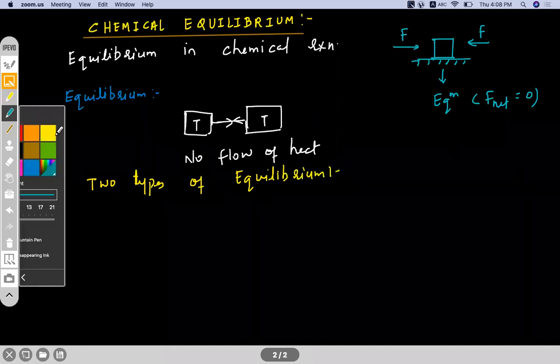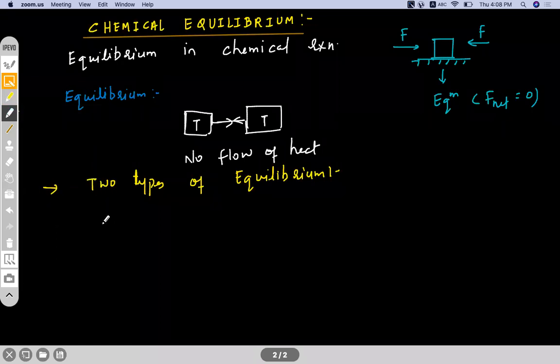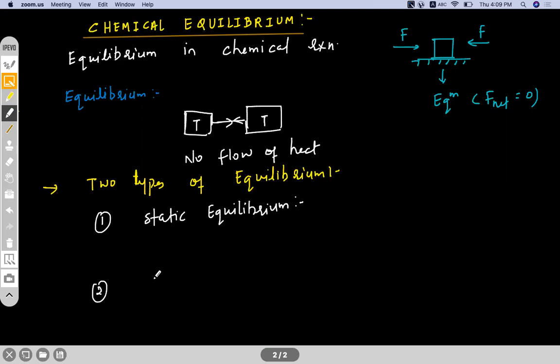One is static equilibrium. You won't get any question in this classification, but you should know the term. Static equilibrium, and the second one is dynamic equilibrium.